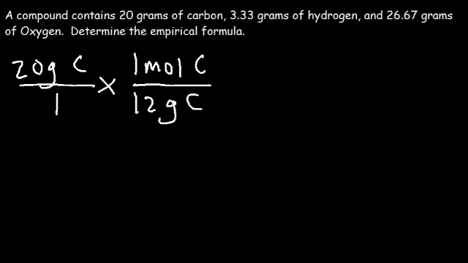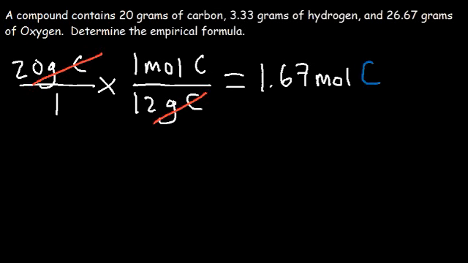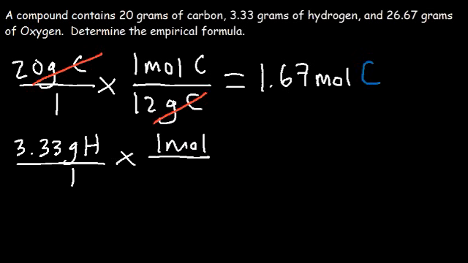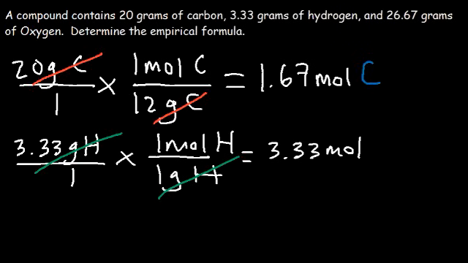Now you want to write it in such a way that the units grams of carbon cancel. So 20 divided by 12 is about 1.67 moles of carbon atoms. Now let's convert grams of hydrogen into moles. So we have 3.33 grams of hydrogen. The molar mass of hydrogen is about 1, so we're just going to round it to 1. So these units will cancel, and it's going to be 3.33 moles of hydrogen.